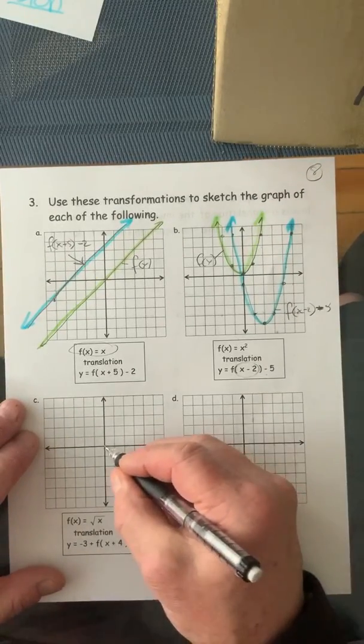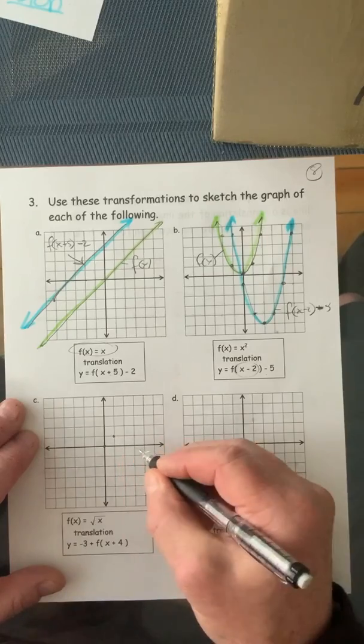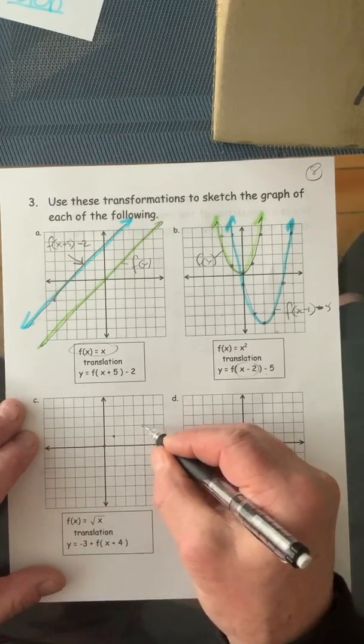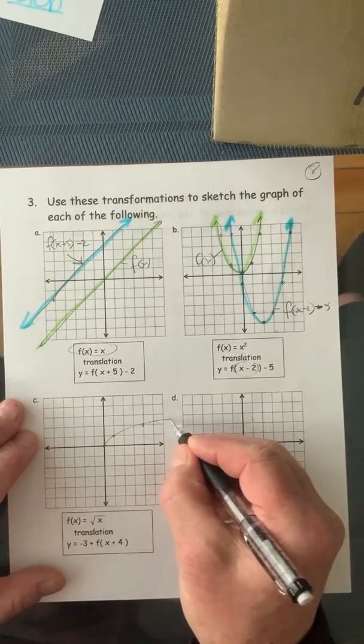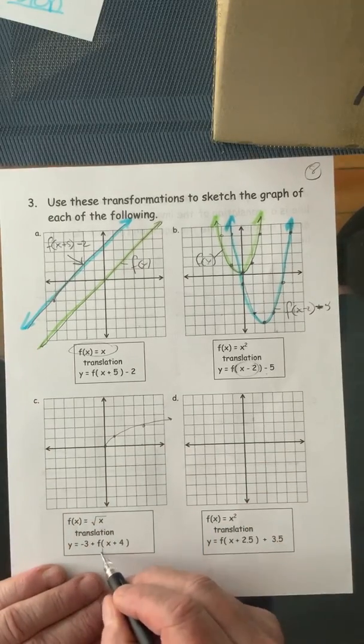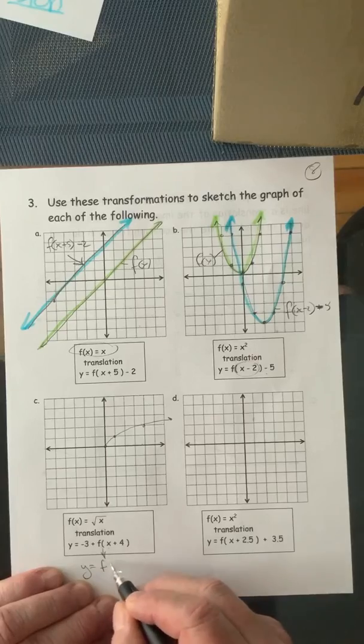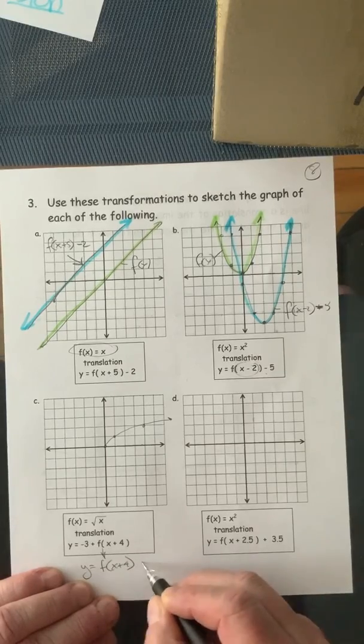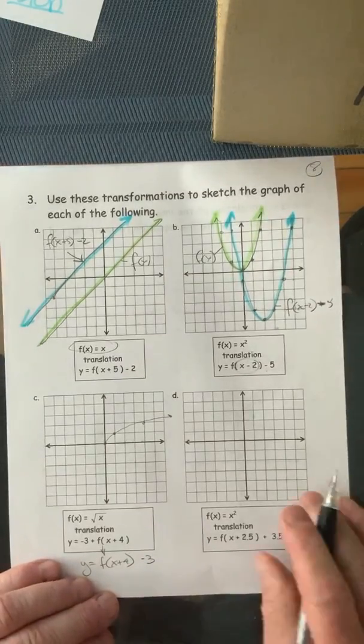It's a radical. So start here. Square root of 1 is 1. Square root of 4 is 2. We get this. This one, I would rewrite it y equals f of x plus 4 minus 3. We like it in that format.